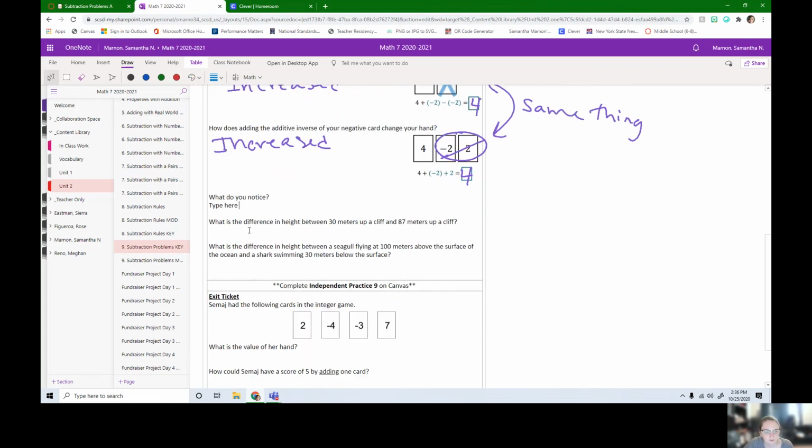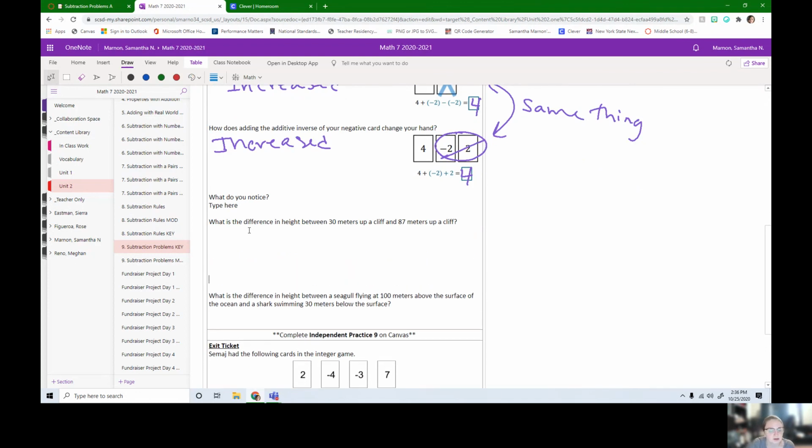The first one is, what is the difference in height between 30 meters up a cliff and 87 meters up a cliff? If you haven't done this problem yet, pause the video and try it now. Okay, so what is the difference in height? Let's do some cube strategy first. I'm going to box the word difference, circle my numbers, and underline the whole question.